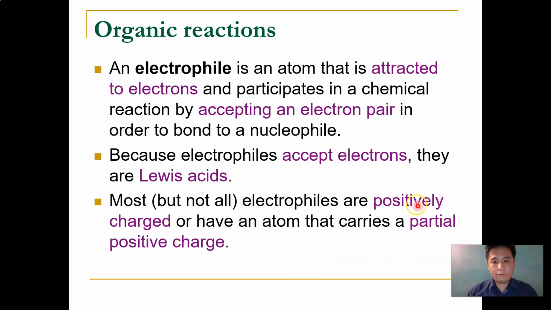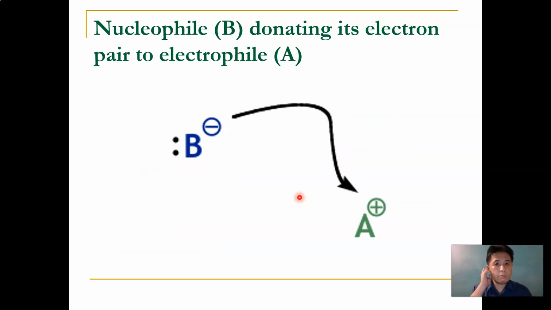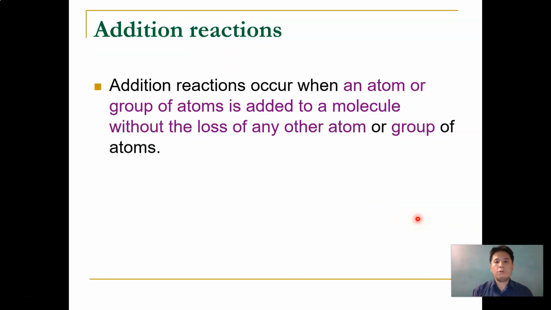Okay, an electrophile in contrast is a Lewis acid. They are attracted to electrons and can accept an electron pair. They are usually positively charged or partially positively charged, but not always. They also usually have a free orbital which can interact with the extra pair of electrons. Basically, the electron pair gets donated and it forms a new bond.